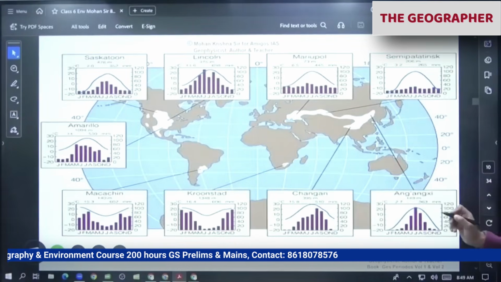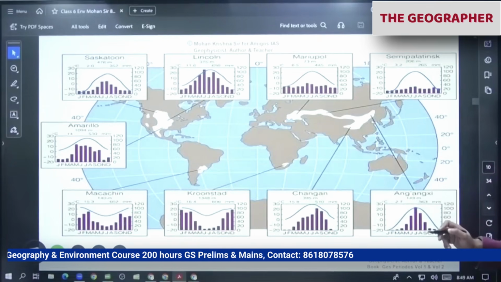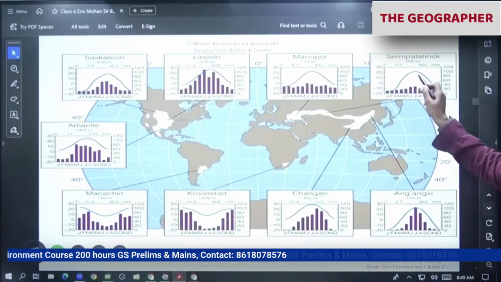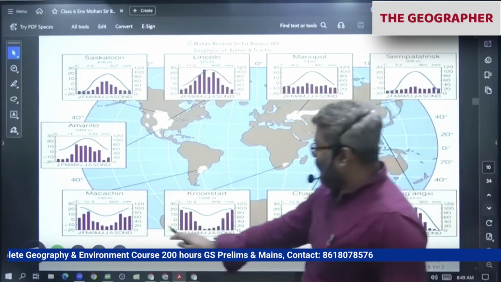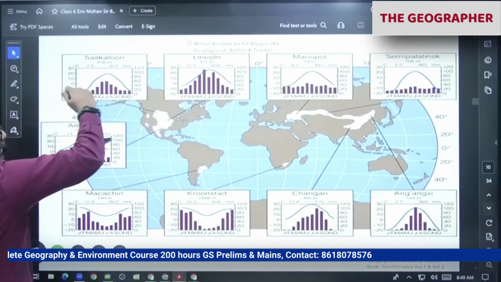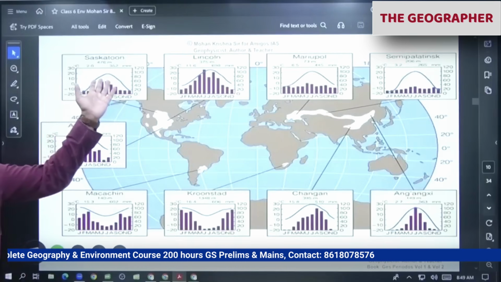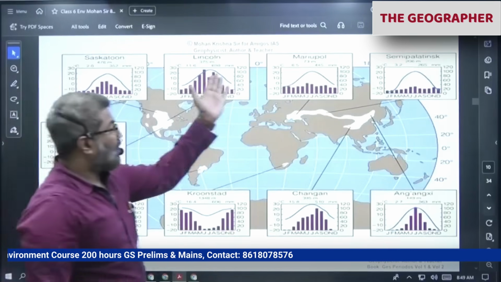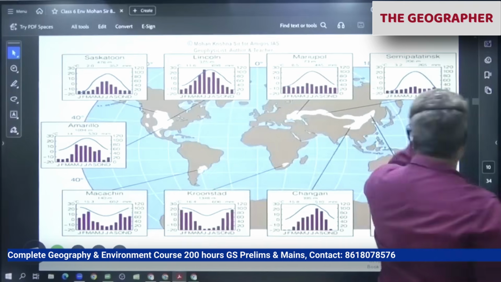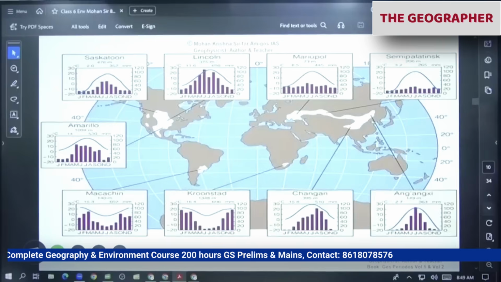This is again a climograph of steppes. Different places, how it looks, you notice. Almost all the places have received rainfall throughout the year. Temperature increases in June, July, August, because June is summer in the northern hemisphere. So temperature is high. So this kind of climograph, if they ask, you should be able to answer.